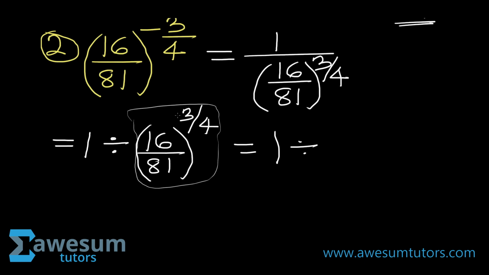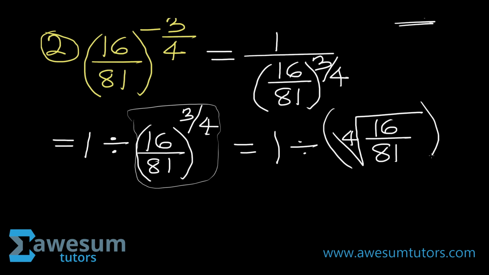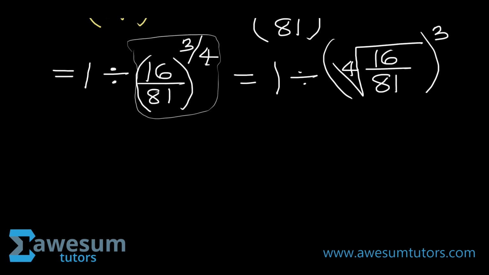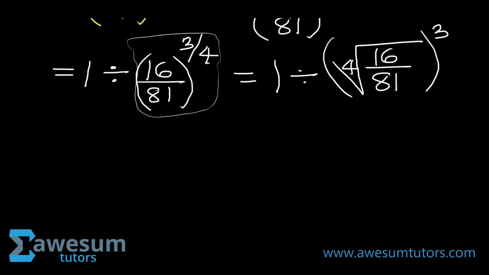Remember, this is fractional indices. The denominator of the power is going to be the root. So I'll have the fourth root of 16 over 81, now everything raised to the power of this numerator, which is 3. Very good, guys. We are getting there.